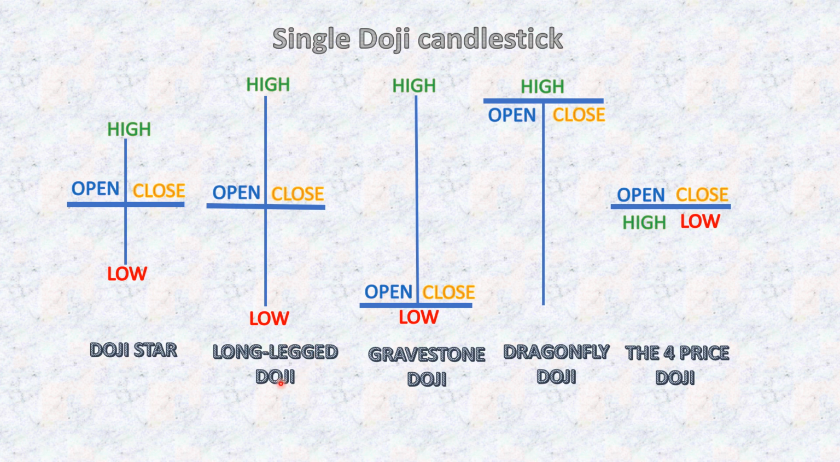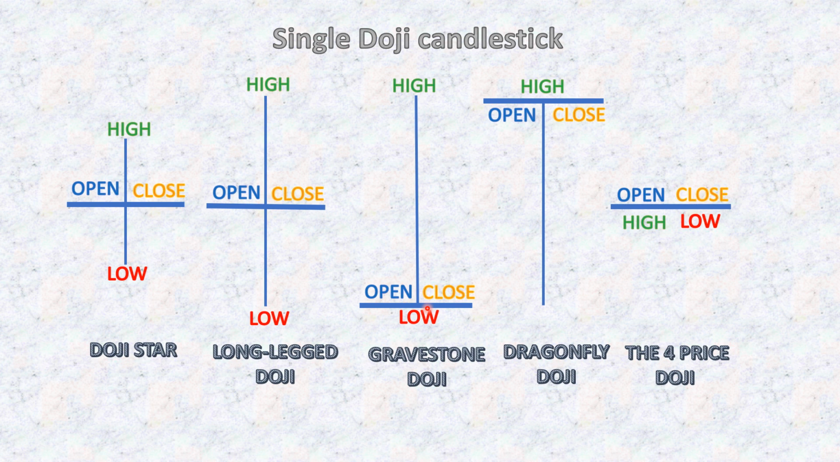Long leg doji: open and close are at the same place. It has extended upper and lower shadows. This doji shows greater volatility in the market, and it indicates indecision in the market. It means the buyers and sellers have equal power.